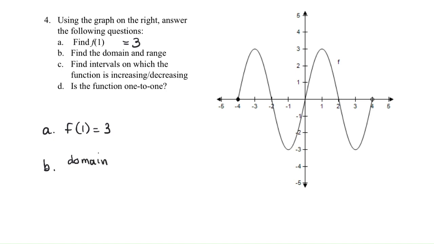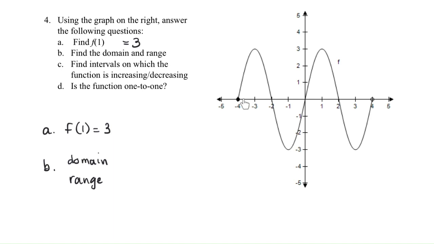Okay, for part B, domain and range, the domain is the set of all possible x values or input. So we're looking on the x-axis. So anything that's less than -4 is not going to be in the domain because there aren't any function values or there's no pieces of the graph to the left of -4. So -4 is the first input or the lowest value input that produces an output. So -4 is in the domain.